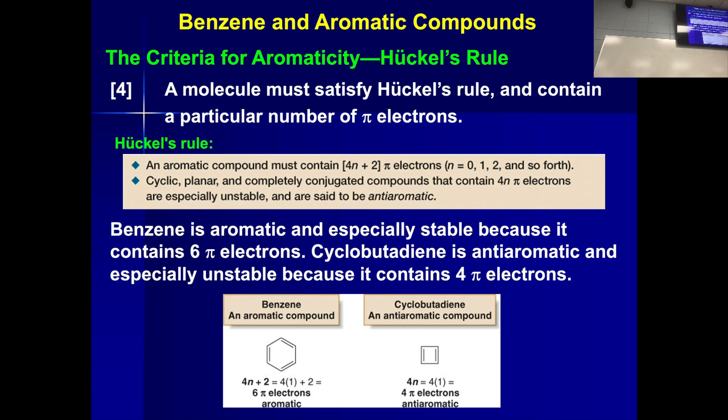How about this? Nope, not aromatic either. It is cyclic. It may or may not be planar, we don't know. It does have some conjugation. I can draw some resonance structures, but it's not completely conjugated. Not every atom contains a p orbital, so it's not. Benzene? Yes, we just learned about that one, right?